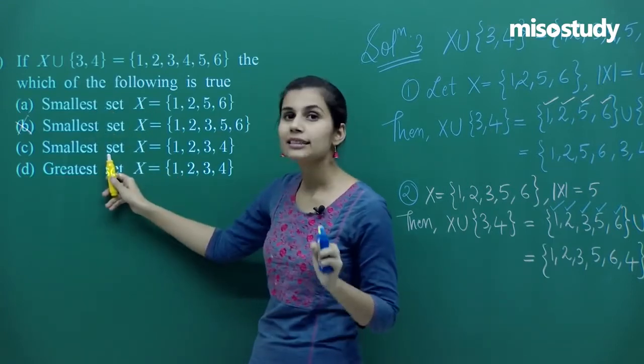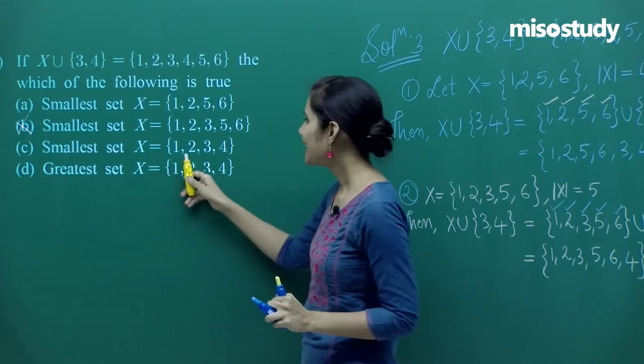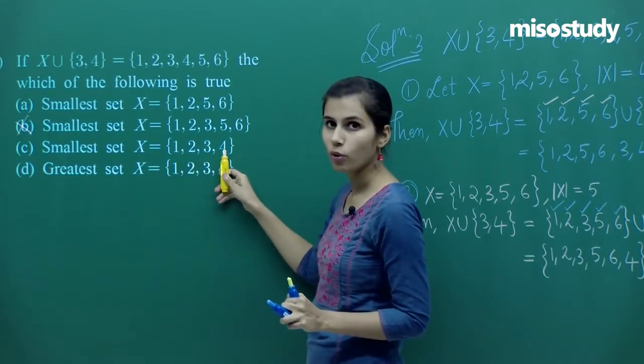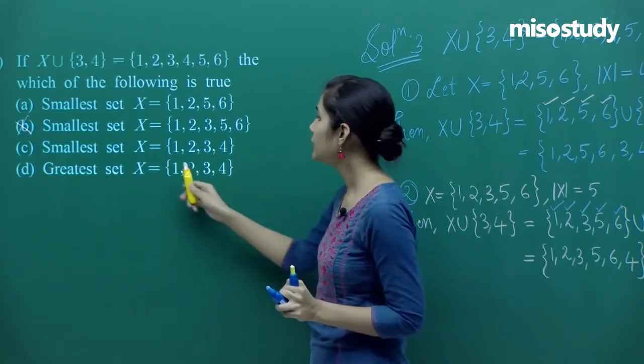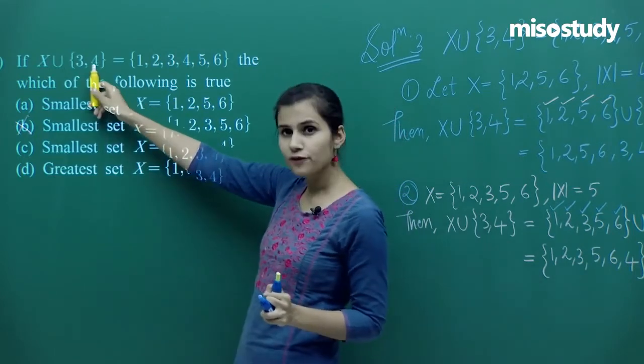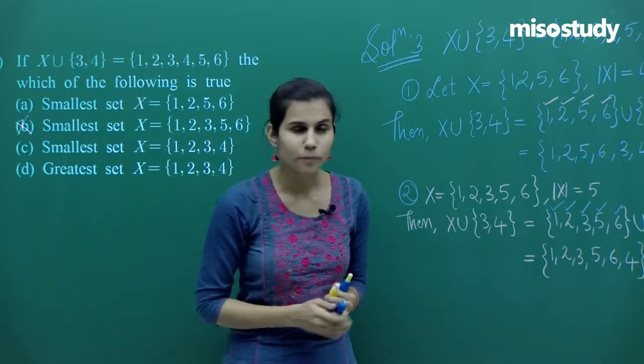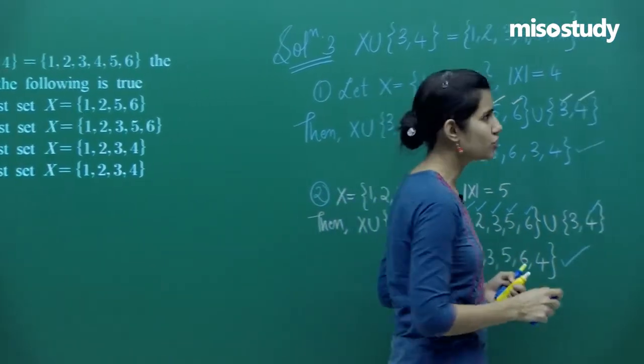If I go by the third option, it is saying X has to be 1, 2, 3 and 4. Suppose you take the union of this set with 3 and 4. What is it that I am going to obtain? Let us look at the third option.